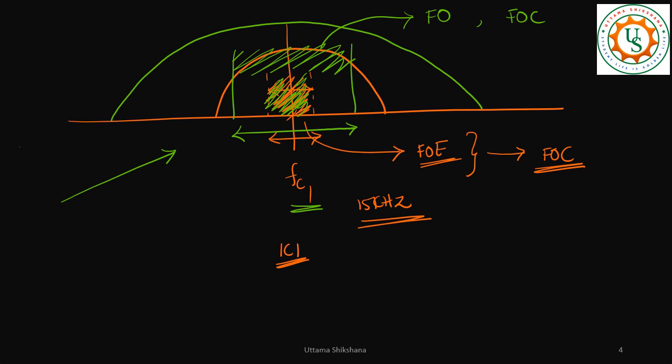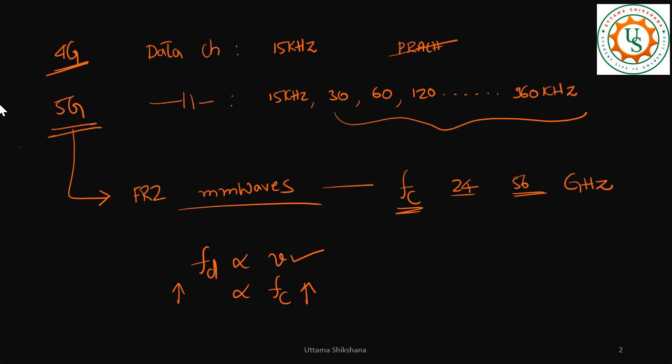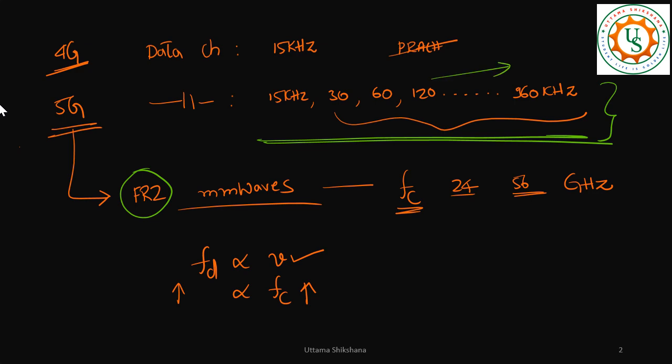To mitigate that, or to be more robust to this phase noise, we should have a larger subcarrier spacing. That's why a larger subcarrier spacing is required, and hence variable subcarrier spacing was introduced in 5G. Depending upon the different applications, we would be going for higher subcarrier spacing, especially in FR2, where we will operate at much higher, maybe 120 kilohertz and above. I hope you got the clarity, but there is one more reason as well.